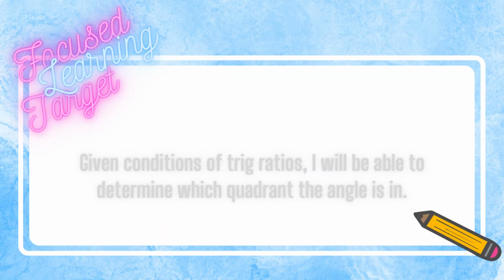Here's today's FLT. Given conditions of trig ratios, I will be able to determine which quadrant the angle is in. So by the end of today's lesson, you'll be able to tell whether a trig function is positive or negative based on which quadrant the angle lies in.